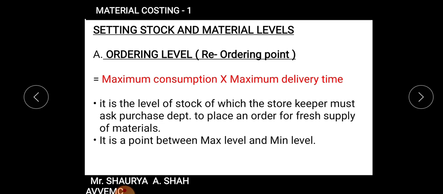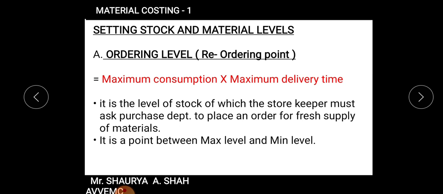Now students, the heading itself, as you can see, setting stock and material levels, right? They are different words. Setting, you need to set for what? Stock and material levels. You need to set up different levels for a production process. So very simple story I will tell you. You will understand each and every concept in it, right?